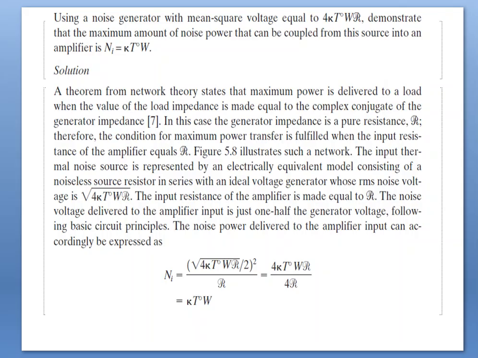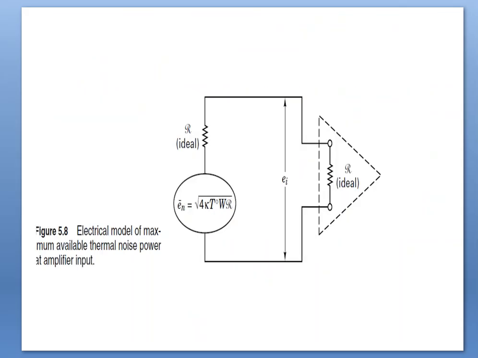The noise power delivered to the amplifier input can be expressed as Ni equal to the square of the square root of 4KTWR by 2, divided by R. That implies 4KTWR divided by 4R, that is equal to K T naught W. It is expressed in the below figure, the electrical model of maximum power transmission of thermal noise power to the amplifier input. See the structure, we can observe how the power is delivered from the source to the load.